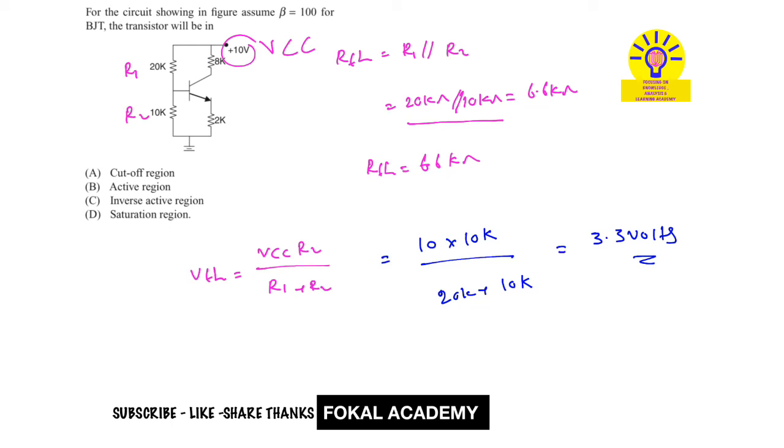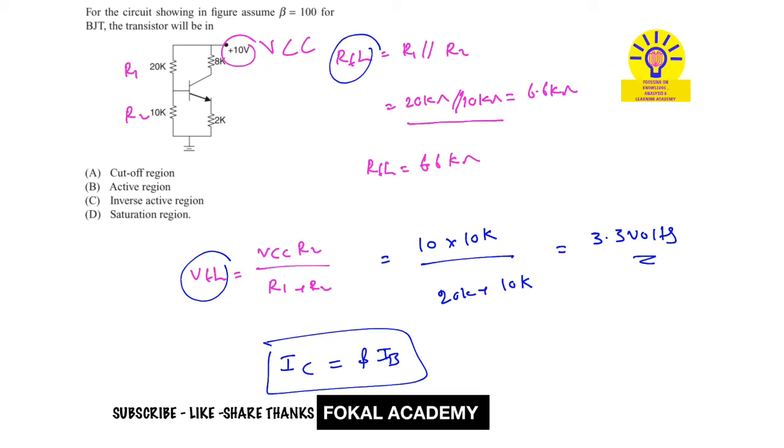But we know the IC active formula, that is IC is equal to beta into IB. Now we have VTH and RTH, so from these two data we can find the IB value. Beta is already given, that is 100. After substituting that we will get the IC active value. Now find the IB value.